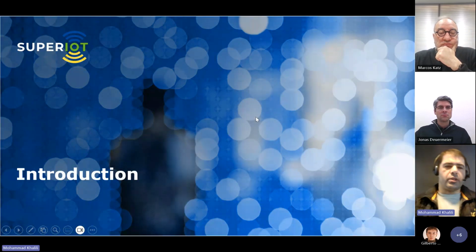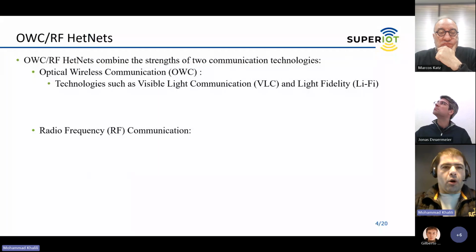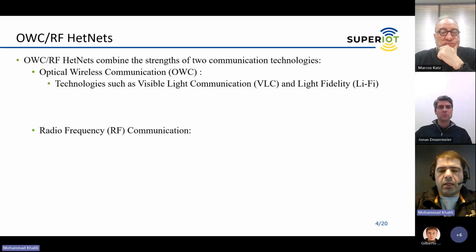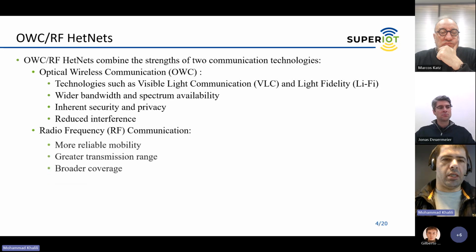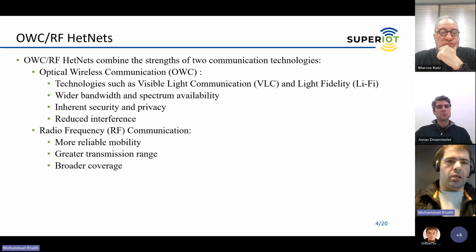First, let me introduce these networks. Optical wireless communication is a network in which two well-known technologies named visible light communication and Li-Fi are subcategories of this optical wireless communication. Another technology that has been used a lot in wireless communication is radio frequency. Each one of these technologies has its own advantages and disadvantages.